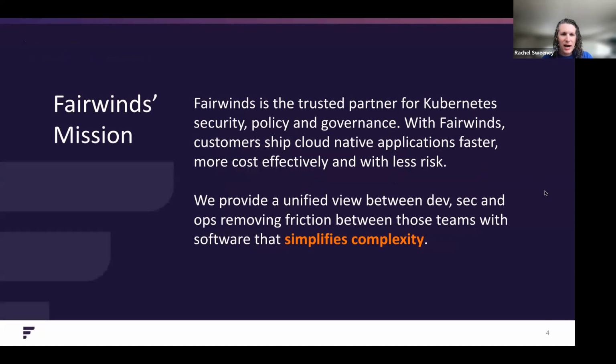So let's see, what have we got? So yeah, at Fairwinds, our mission here is to be the trusted partner for Kubernetes security, policy, and governance. At Fairwinds, we help customers ship cloud-native applications faster, more cost-effectively, and with less risk. And we provide a unified view between dev, sec, and ops and remove the friction between those teams with software that simplifies complexity. So what that means is essentially we spend all day, every day, looking at Kubernetes across all the different departments here at Fairwinds.